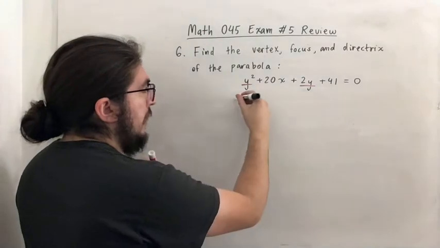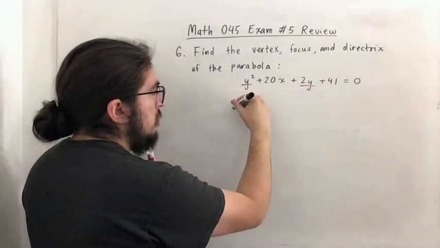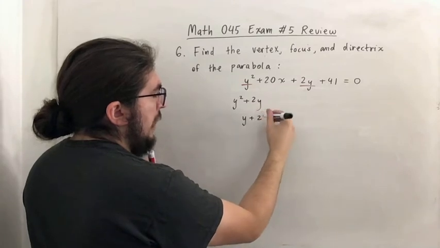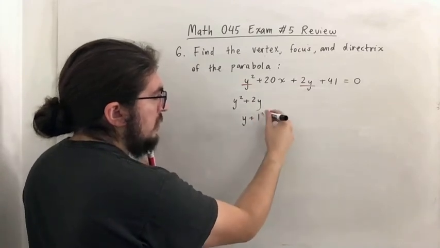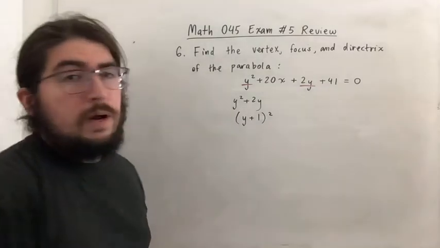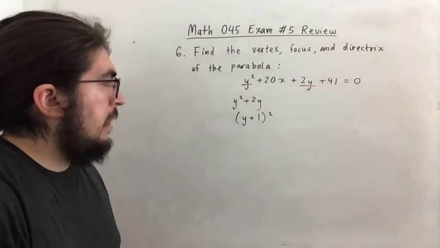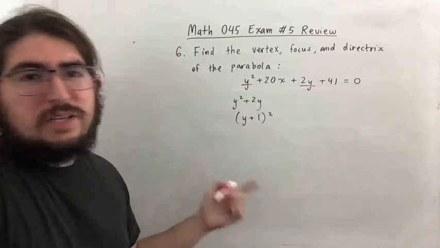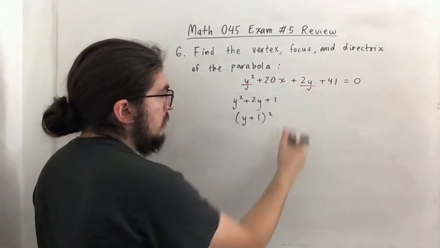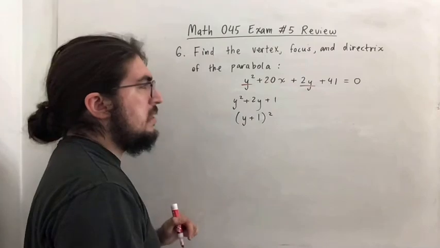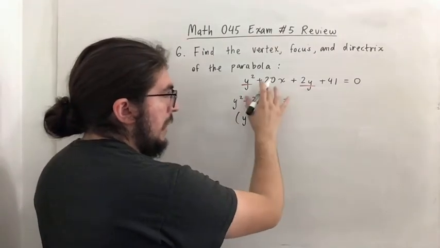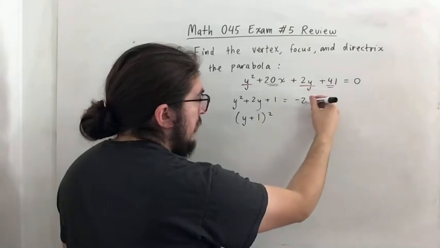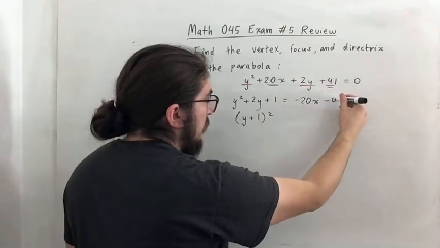Notice if we had y squared plus 2y, this would complete as y plus half of this, squared, which is y plus 1. Okay. So now, how do we find what we need to add to that? Well, notice if you expand this out, you get plus 1. So we need a plus 1 here. There's a few ways to do that. What I'm going to do actually is subtract these two non-y terms to the opposite side. So I get -20x minus 41.